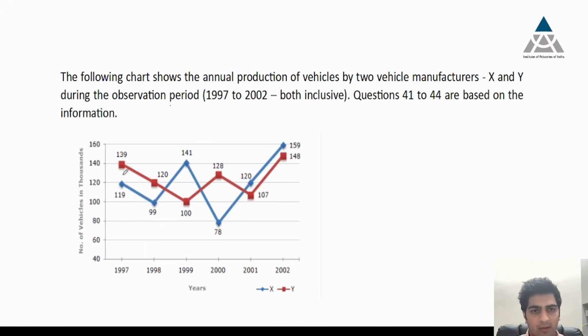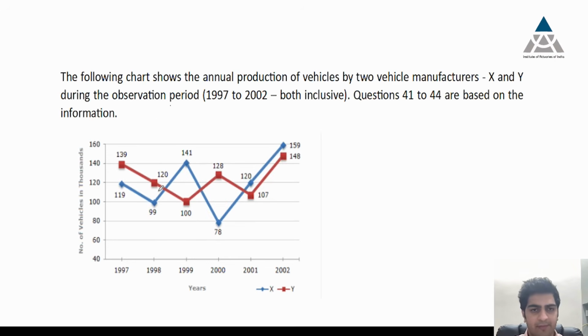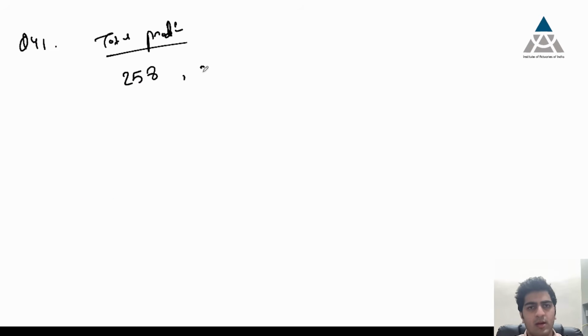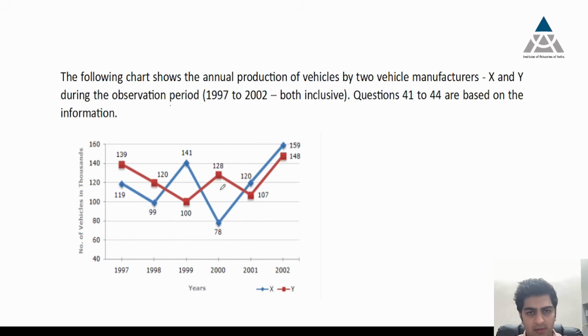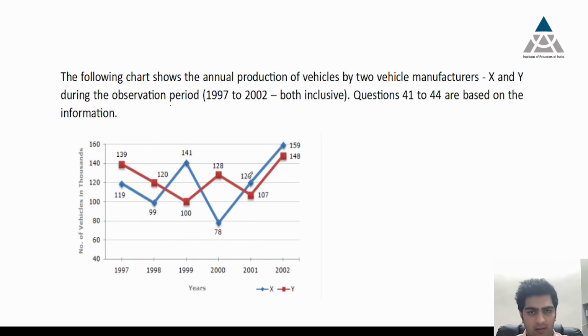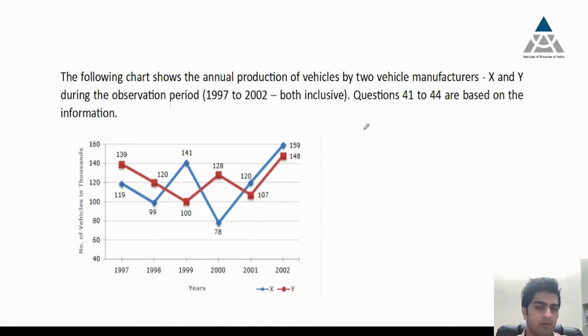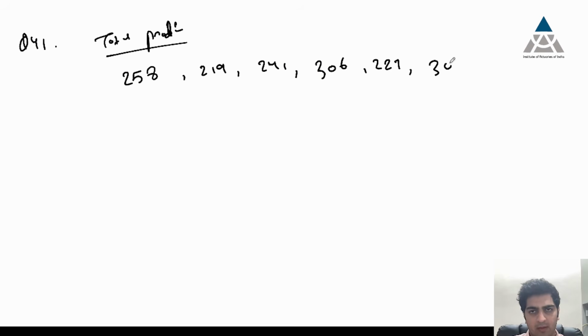Let's quickly calculate the totals. So the combined production would be 139 plus 119, that is 258. Then 120 plus 99, that is 219. 100 plus 141, that's 241. 78 plus 128, so that would be 306. 120 and 107, that's 227. And finally 159 and 148, so that will be 307.